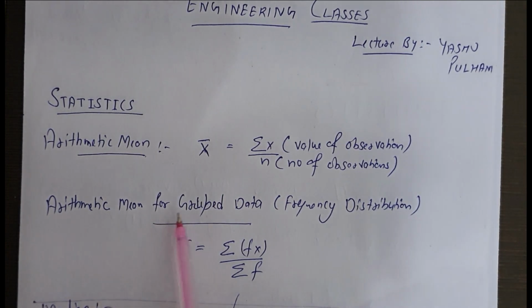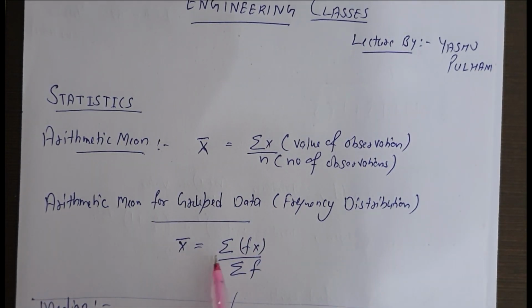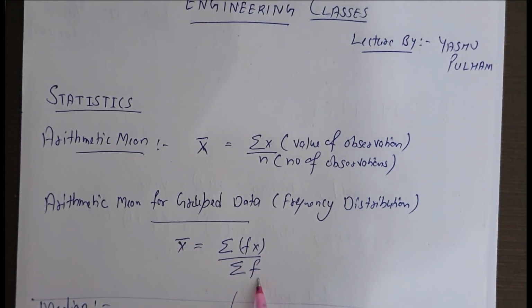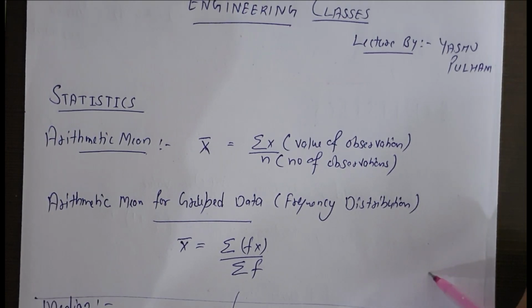Now arithmetic mean for grouped data. How do we find it? Summation of fx upon summation of f, where f means frequency distribution. Let's understand it first with the help of examples.